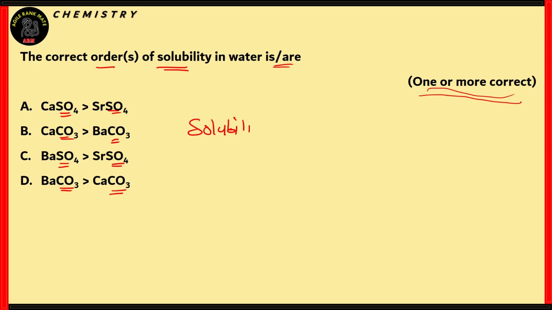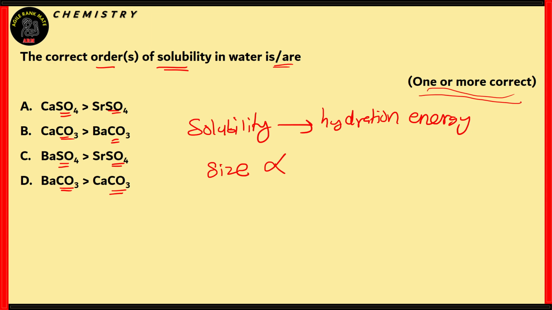Now for solubility we need to check the hydration energy or hydration enthalpy. Now this hydration energy is related to size. Since here we are looking at the size of the cation, since the size of the anion is the same, as the size of the cation increases, the solubility or hydration energy would decrease. That is, they are inversely proportional to each other. And so from this, let's look at all the cations which are given to us.